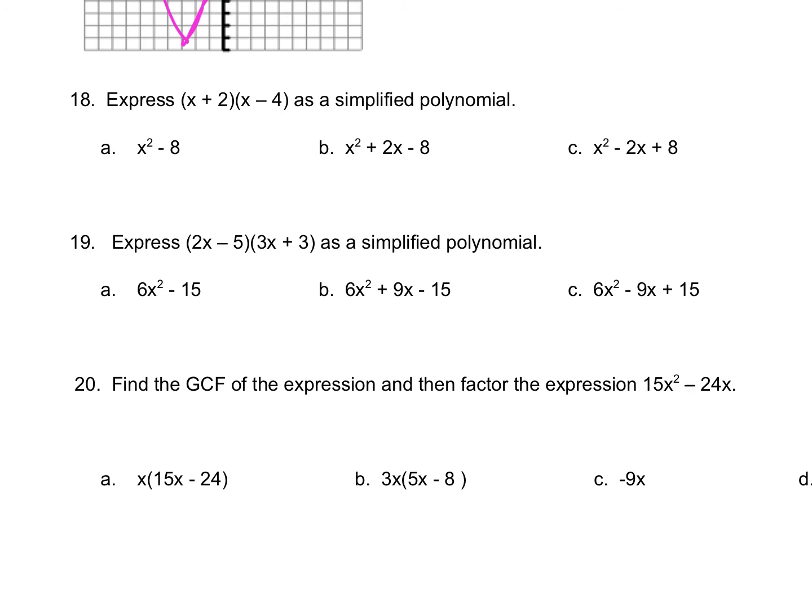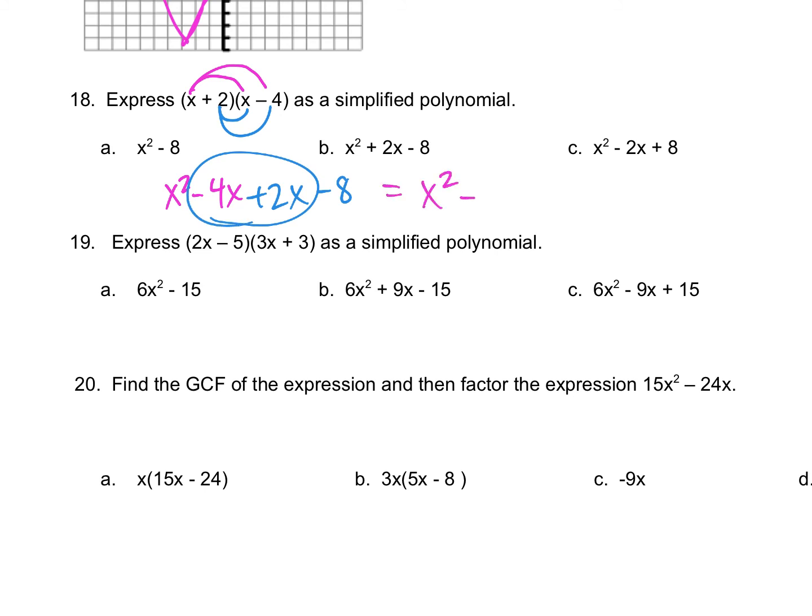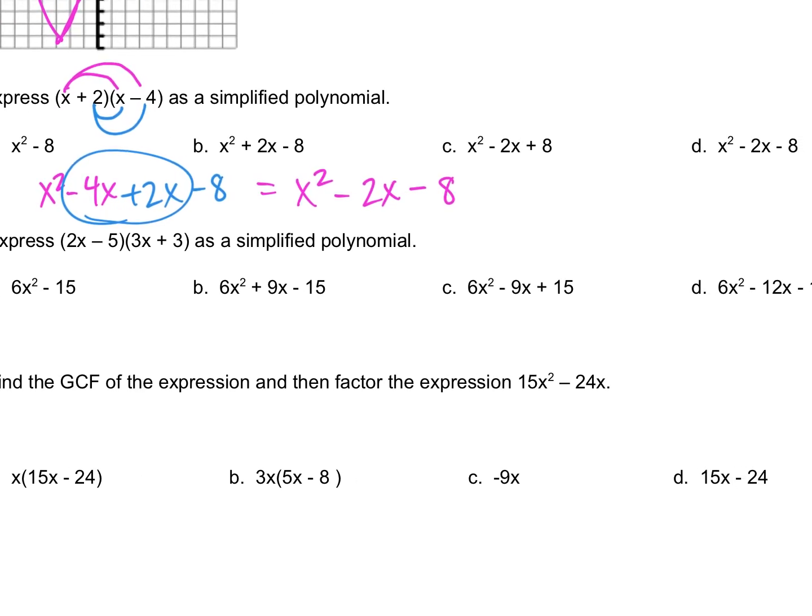It is pretty simple to do. It's a double distributive property. So we do x times x and we get x squared. X times negative 4 is negative 4x. Then we switch over and we do 2 times x, which is 2x, and 2 times negative 4, which is negative 8. We combine our like terms, and our answer is x squared minus 2x minus 8. And that must be answer letter D right over here.